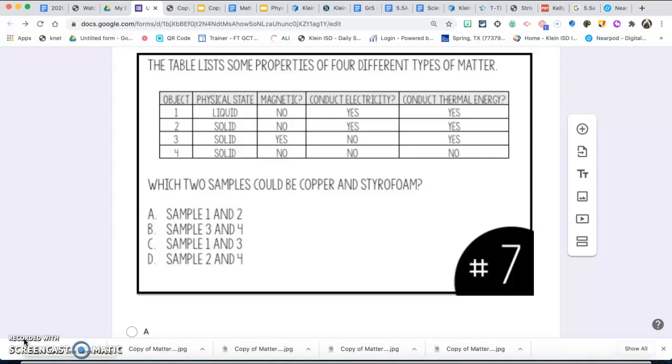A. Sample 1 and sample 2. B. Sample 3 and sample 4. C. Sample 1 and sample 3. D. Sample 2 and sample 4.